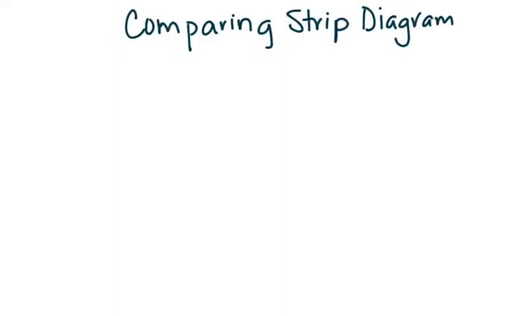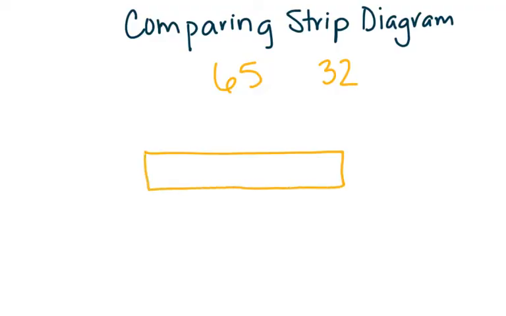Lastly, I wanted to share with you what a comparing strip diagram would look like. It would look a little bit different than what we just saw in regards to an addition strip diagram and a subtraction strip diagram. When we compare two numbers, let's compare the numbers 65 and 32. Okay, if I want to do a comparing strip diagram, I'm going to use 65. That's going to act as my total. Okay, 32 is about half.